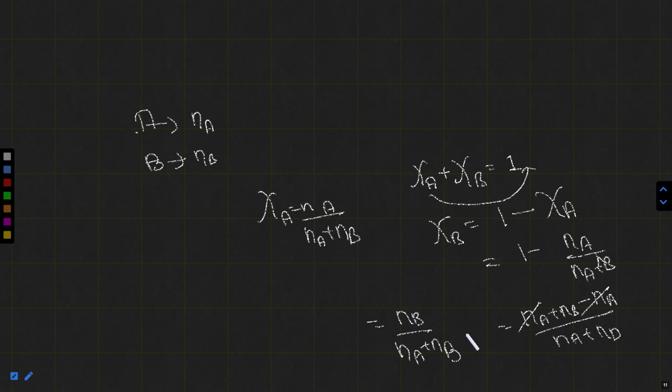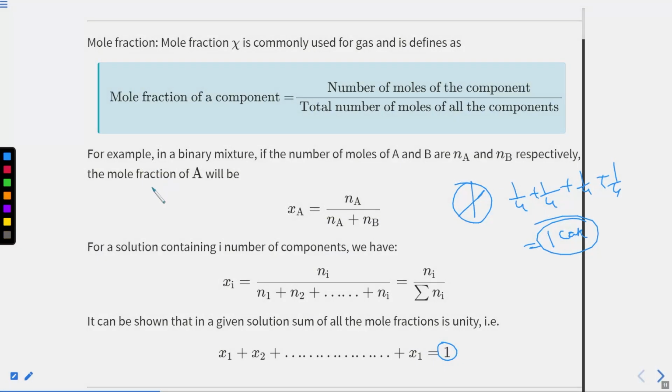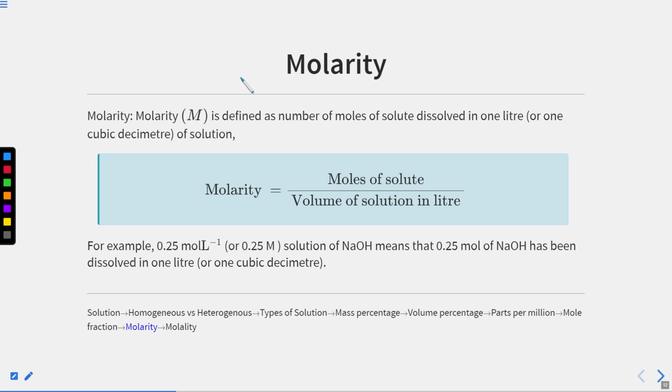But the thing that should be kept in mind is that it should be a binary solution. Only two components should be present. Then one of those can be found out by subtracting from 1. Clear? Right. Next terminology, molarity.